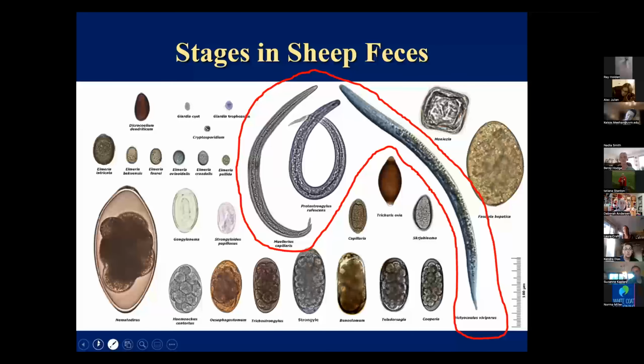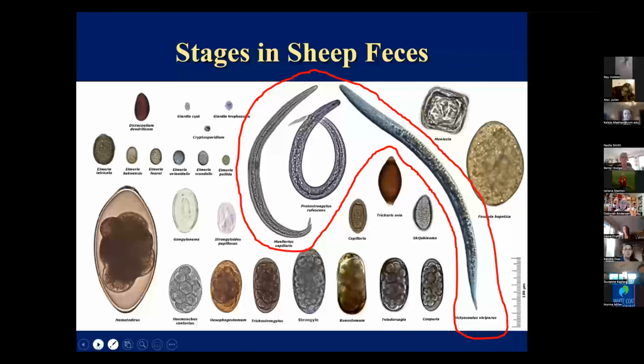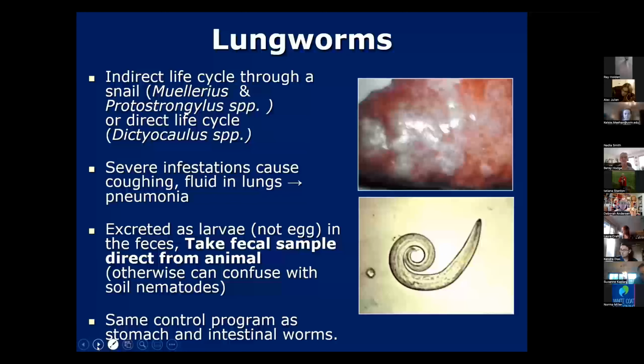So here's our picture again of the different eggs and larvae. And we're going to talk about lungworm, which you don't see the eggs of, but you see the larvae. So lungworms have an indirect cycle through a snail. We're going to find out that snails are a big problem for sheep and goats. And so they have an indirect life cycle through a snail, or a direct life cycle, certain ones.